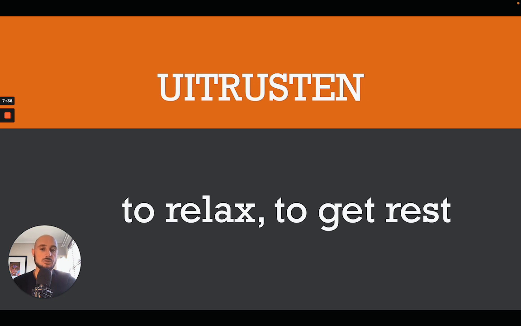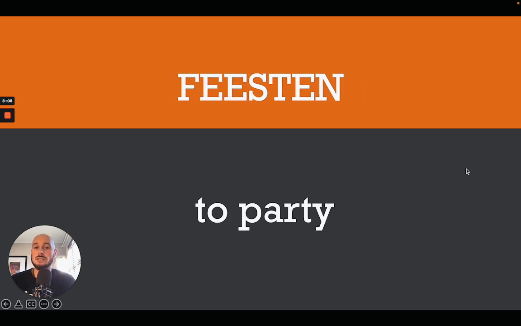Uitrusten is a separable verb. If you're not 100% sure what a separable verb is, don't worry, click the following link and I made a grammatical lesson about how to recognize and how to conjugate a separable verb in a sentence. We continue with the next one, and the next one is feesten. Feesten is to party, right? Some people go to sunbathe, other ones go to party, and that would be feesten.